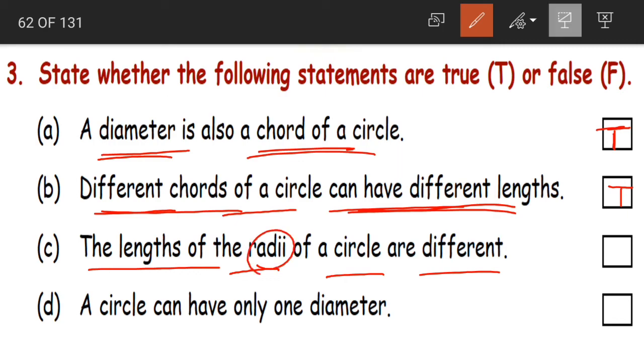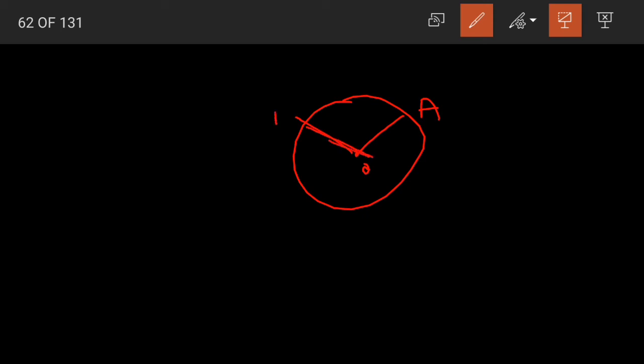Now, coming to see, the lengths of radii of a circle are different. Now, radii is nothing but the plural of radius, children. Okay, the lengths of radii of a circle are different. Now, this is a radius OA. Now, again, I am having OB. OB is also a radius and OA is also a radius of our circle.